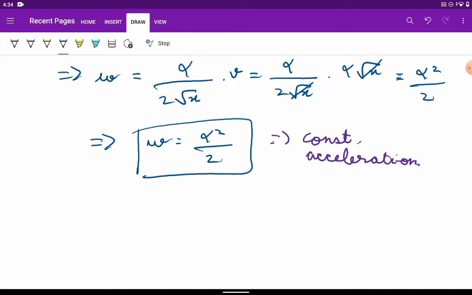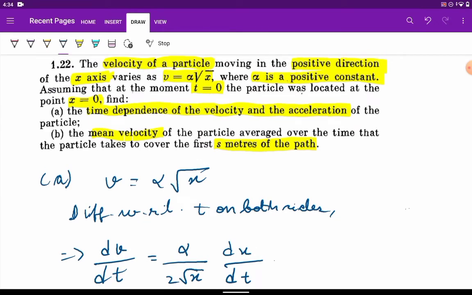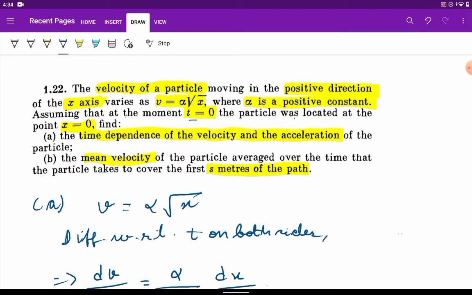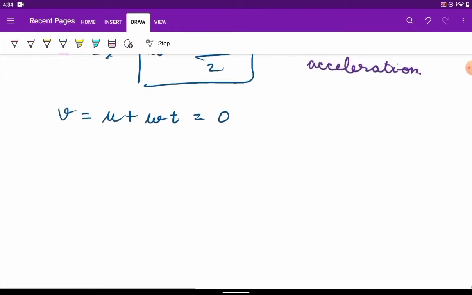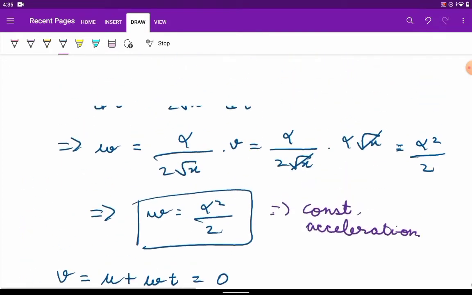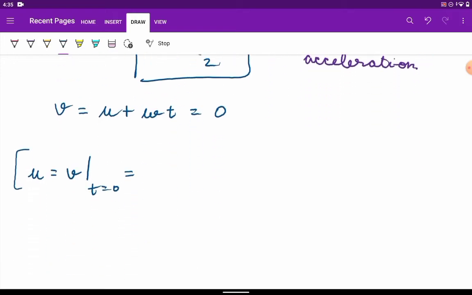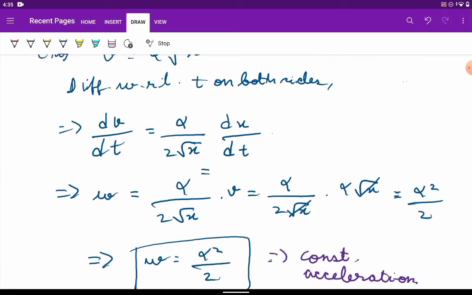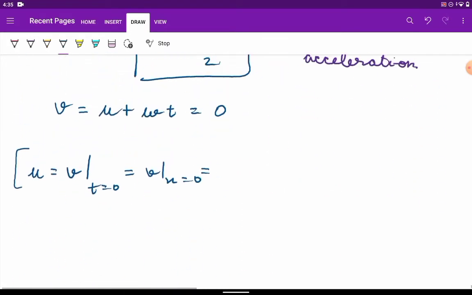It's very simple. The velocity at any time t becomes u plus wt, right? u is 0, because why is it 0? Because v is equal to alpha root x, and when t equal to 0, x equal to 0. So u is equal to v at t equal to 0, which is v at x equal to 0. And we know the formula of v is alpha root x. So alpha root x at x equal to 0 is 0, so u is equal to 0.